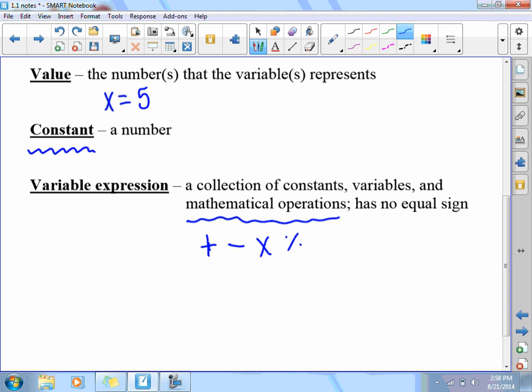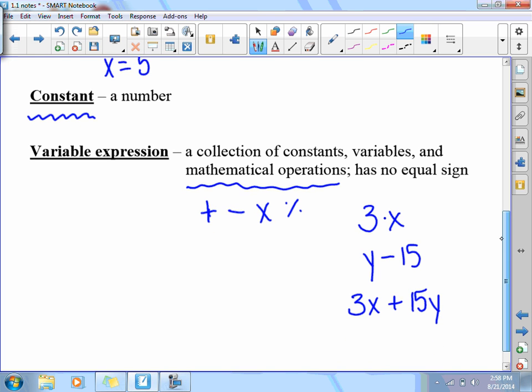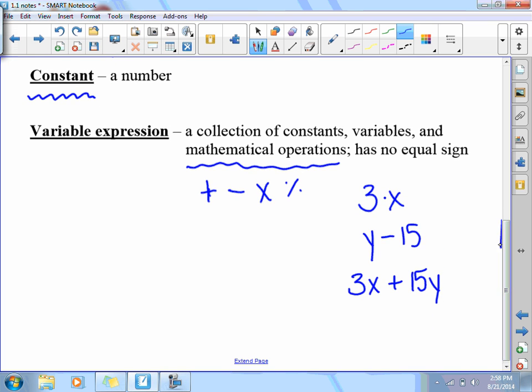So it could be something like 3 times x. Or it could be y minus 15. Or it could be something even more complicated, like 3 times x plus 15 times y. So there's a lot of different ways that we can create a variable expression in algebra. And this is what we're going to explore more of today.